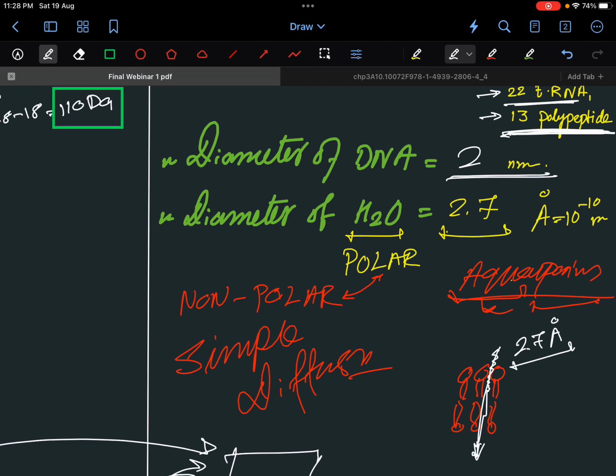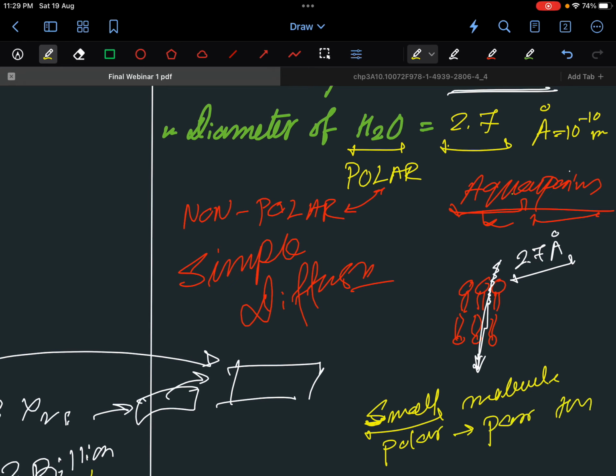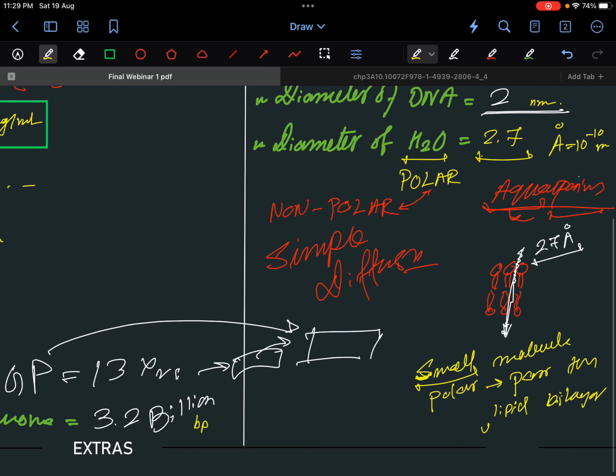This is why structural biochemistry, or knowing the basic structure, molecular weight, and dimensions of biomolecules, is very important, because this is the concept. Let me write it down: small. The word is small, it is important. Small, trust me, this is S. So small molecules, even polar ones, can pass through the lipid bilayer even though it is non-polar.